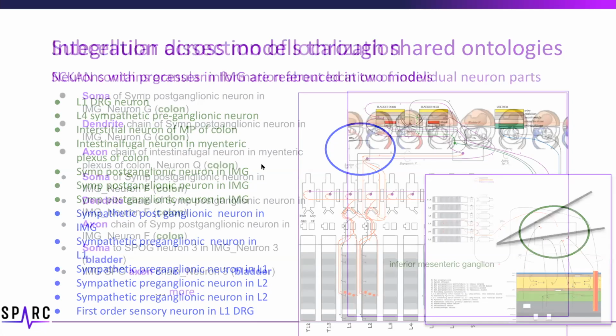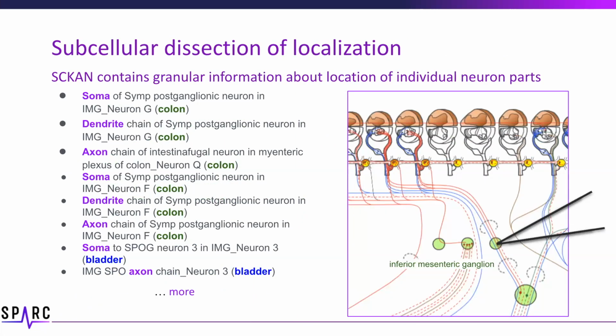If we look at those a little bit more detailed, as I mentioned, it's not just that those neurons course through, but we have some idea of the neuron parts that are involved. So over here, I have my imaginary electrode that if one stuck into the IMG, you would be hitting the somas of sympathetic postganglionic neurons. You'd be hitting dendrites of sympathetic postganglionic neurons, axons, somas, axon chains, and so on down the line. So it's actually giving you that information at that level of granularity.